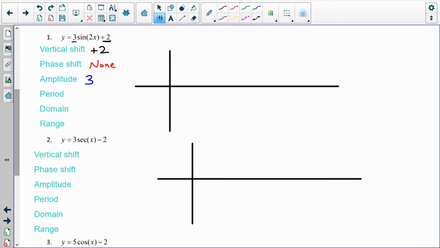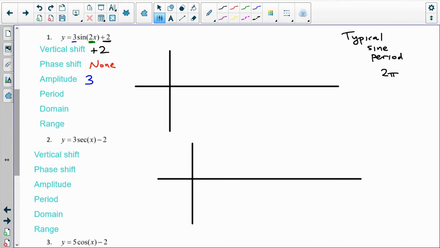The amplitude represents how much the vertical stretch is in this case, and so there is a vertical stretch of 3. The period of a sine graph, like we learned last time and in class, the period of a typical sine graph is 2 pi. And that's true for sine, cosine, secant, and cosecant. So the typical period is 2 pi. However, this 2 on the inside, the 2 times x, that adjusts the period.